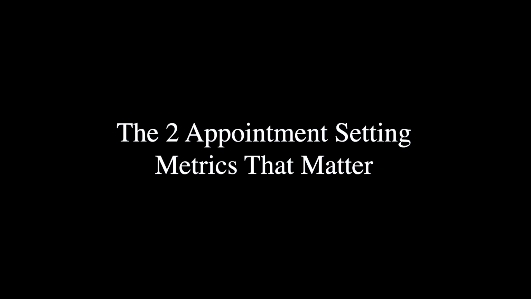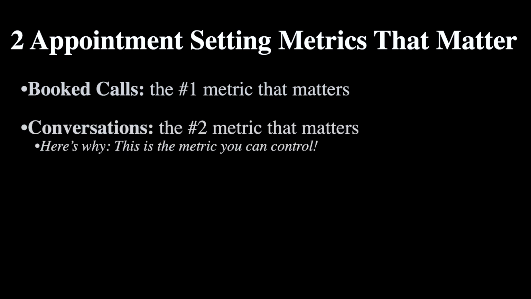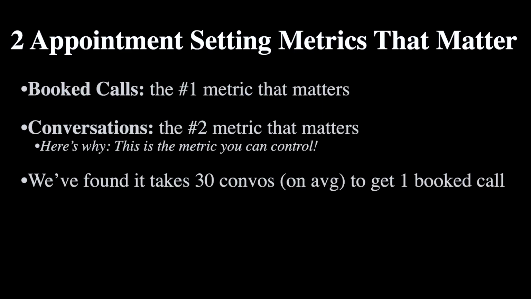Now, let's talk about the 2 appointment setting metrics that matter. Booked calls. Booked calls are the number 1 metric that matters. That said, conversations are the number 2 metric that matters. And here's why: it's the metric that you can control. So here's where things get really cool. We found it takes 30 convos on average to get 1 booked call.